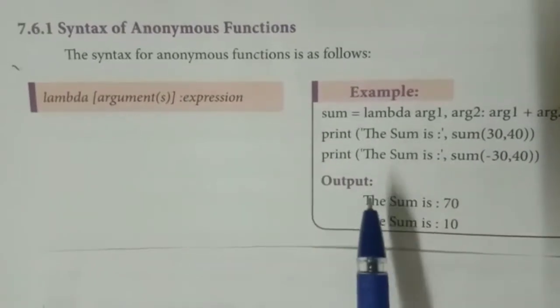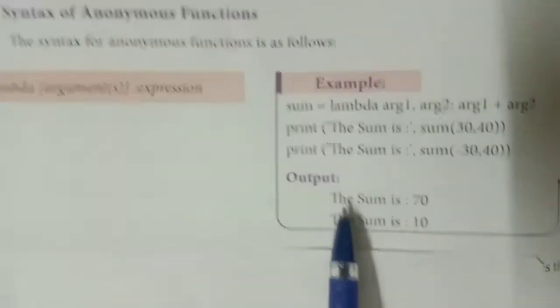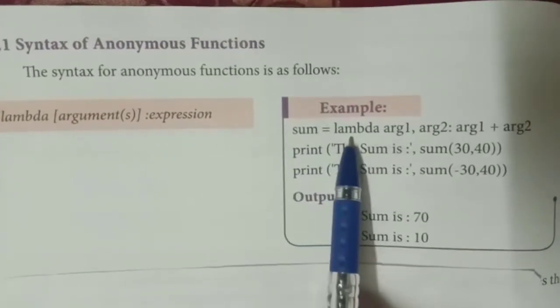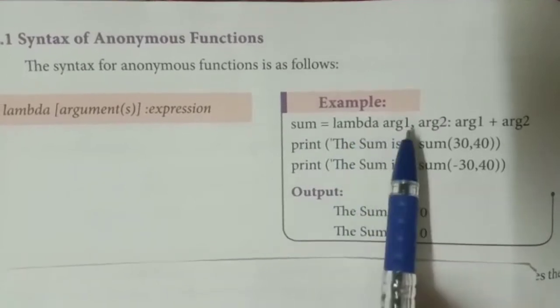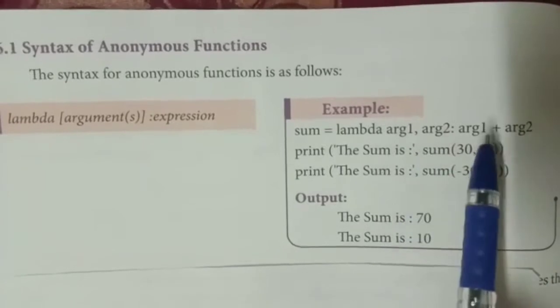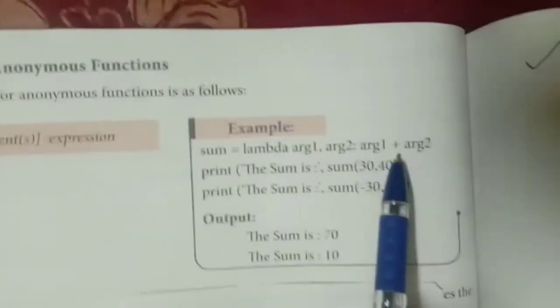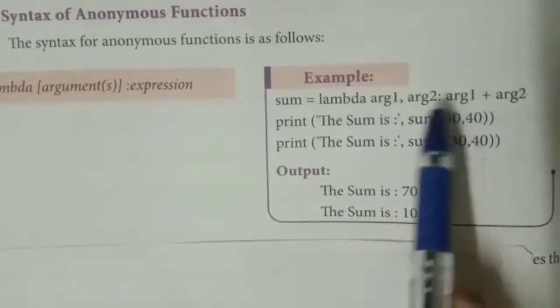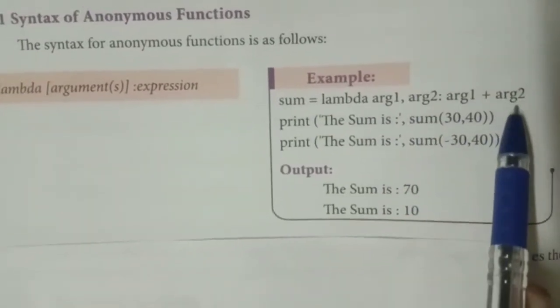See this example. This is to find the sum of two numbers. Sum is a variable equal to lambda, which means the anonymous function, argument 1, argument 2. Two values have been passed. Then argument 1 plus argument 2. Now the function is declared, it has been defined, everything is over in the first statement itself.